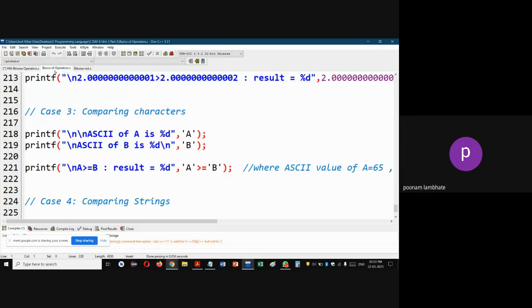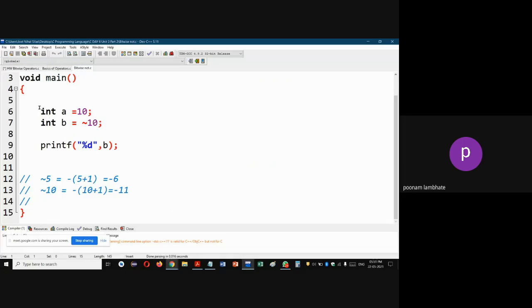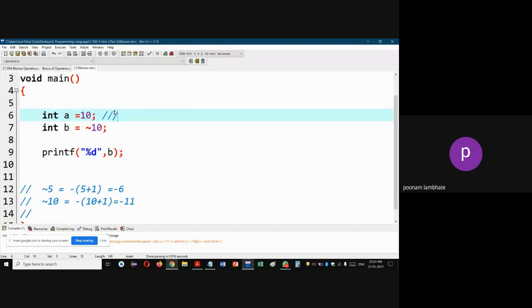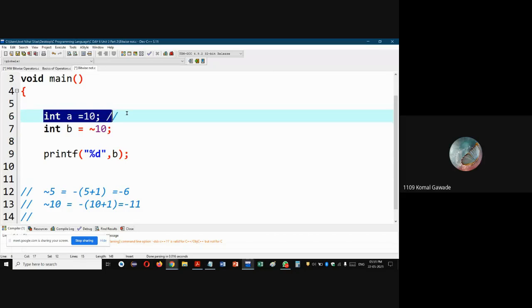So let me show you the program example. See, int a equal to 10. This is initialization or declaration, can you tell me? It is both, initialization and declaration. First, I have declared a, and then I have assigned some value to a. So it is both, you can say.